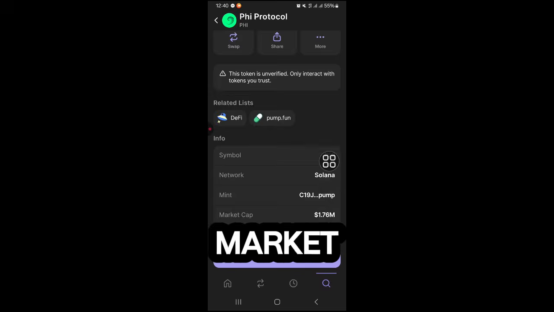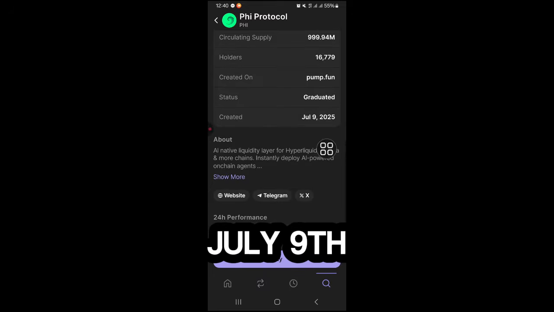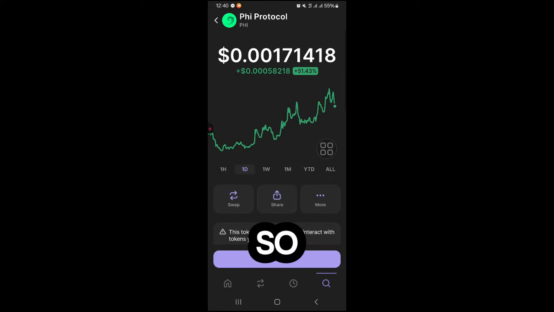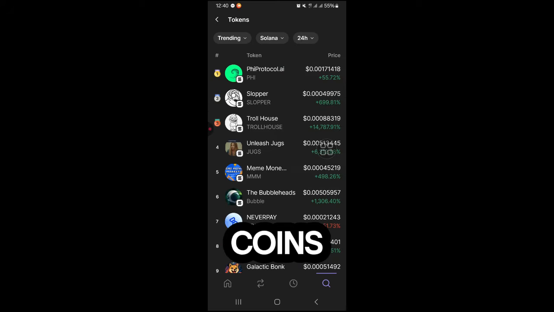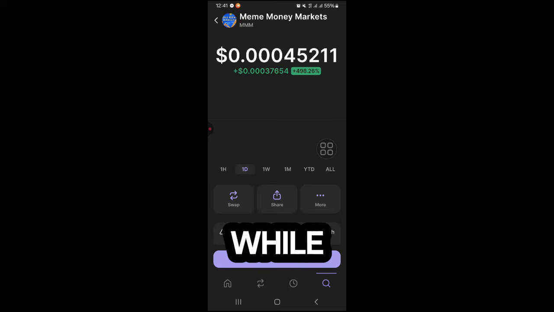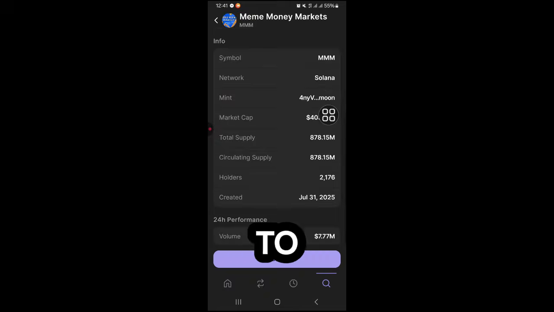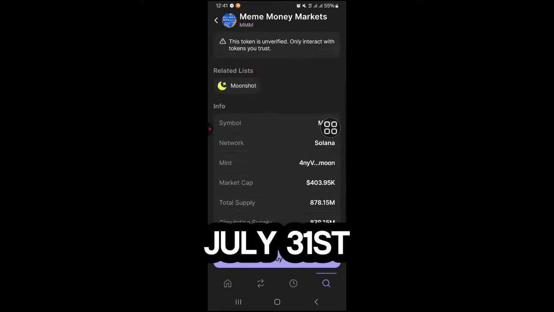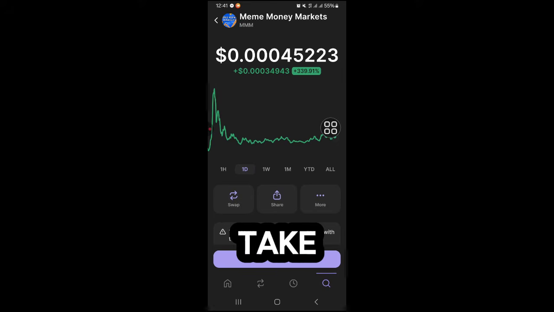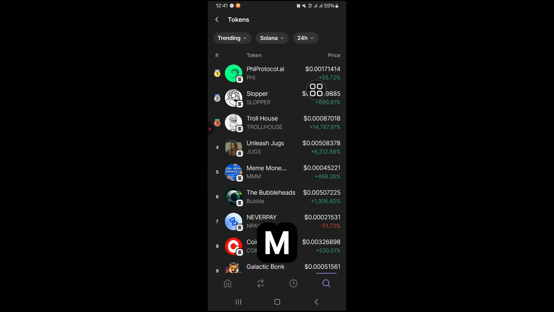So this one's market cap is 1.76 million and it was created July 9. It's a bit old. Most recent coins tend to do well more than coins that have been around for a while. But as you know, I don't want to make it too long. So this one is just 400k market cap, created yesterday, July 31st. So I want to take note of this particular one, Sloper.